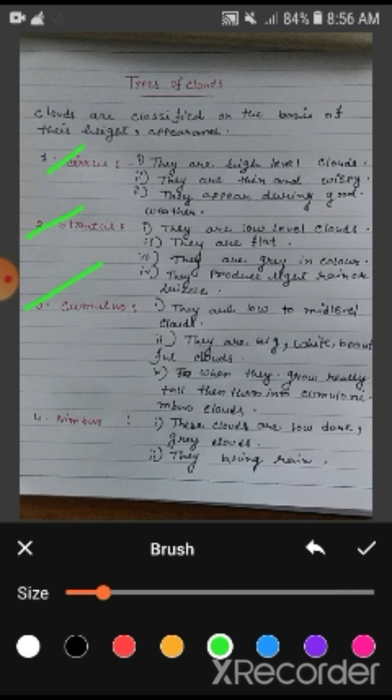And the fourth number is nimbus cloud. The main features of nimbus clouds are, these clouds are low, means found in lower altitude, dark to grey in color, and they bring rainfall. That means a heavy rainfall occurs due to the nimbus clouds. And students, with this topic I will also include the picture or the image which will help you to understand the different types of clouds.